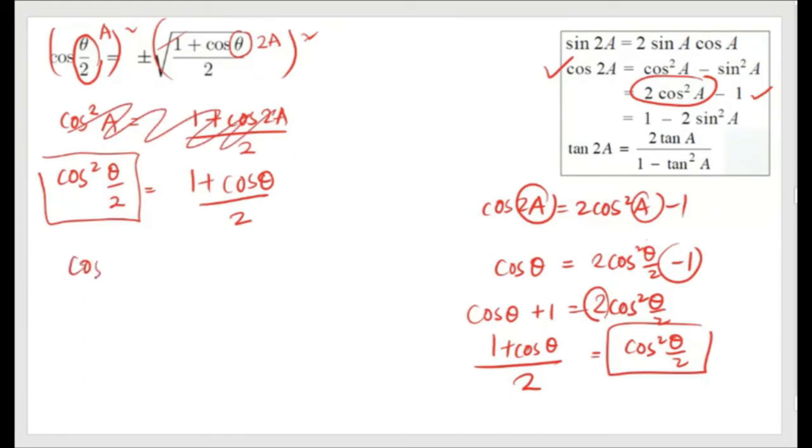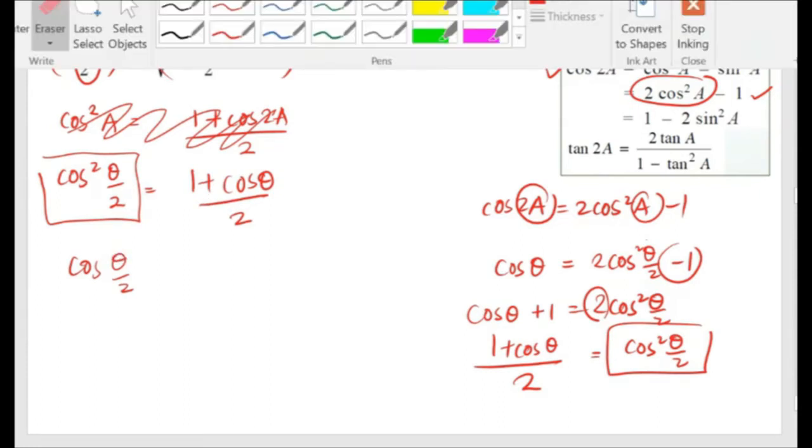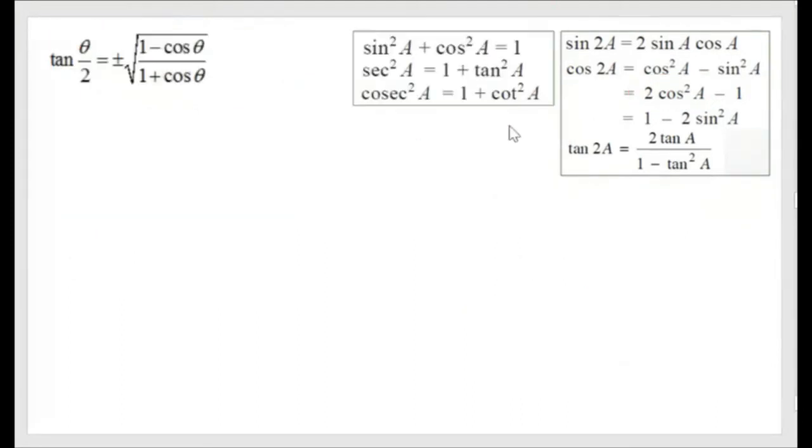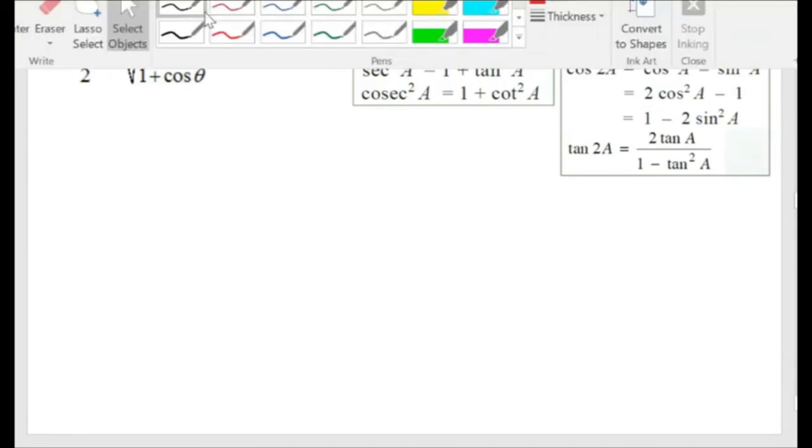Then you do it again. Cos square theta over 2, not cos square, the square root. So square root it now, and it becomes plus minus square root of 1 plus cos theta over 2. Actually, it's generated from the double angle formula. The half angle is from the double angle formula. Then we go to the tangent. For tangent, we will have three different half angle formulas. So look at the first one, how we are going to derive it.